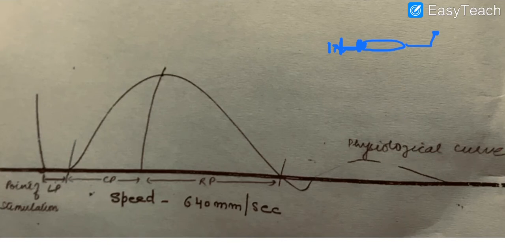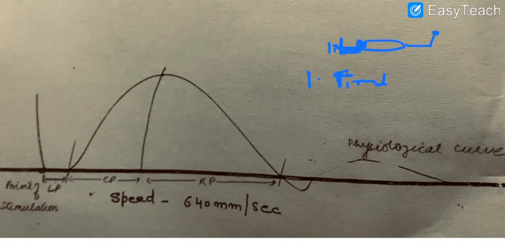Now coming back to the latent period, what are the reasons why we are getting this particular latent period? What are the causes of the latent period? That is one question they can ask you. Number one is the time taken by the nerve impulse to conduct along the nerve. So, you can note it down: the time taken by the impulse to travel along the nerve.